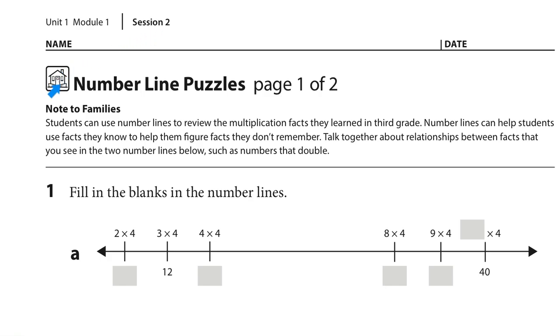The name of this home connection is Number Line Puzzles. It's a two-pager. Go ahead and put your name and number at the top, just so you get credit for all of the hard work you're about to do. Since this is the first home connection of the year, there's a little note to families, and it talks about how number lines can help you understand smaller to larger numbers, and how math facts are very handy for doing calculations. Okay, let's dig in.